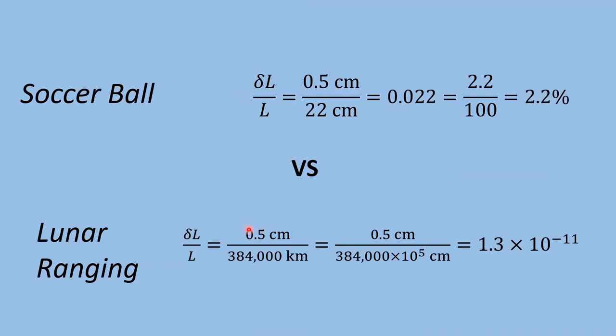So I'll look at delta L compared to L for each of these measurements. And in each case, I went with an absolute uncertainty of 0.5 centimeters. I couldn't determine exactly what the absolute uncertainty is from the Wikipedia article, but I gather that it's on the order of 1 centimeter. So half a centimeter compared to 22 centimeters, it's not particularly precise. If you tell somebody that you know the diameter of a soccer ball to the nearest 2%, they could probably do better than that if they whipped out a ruler.